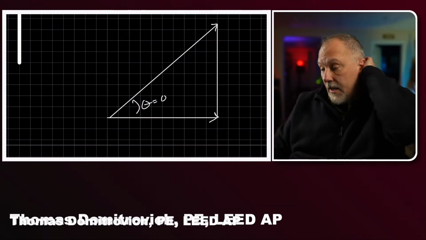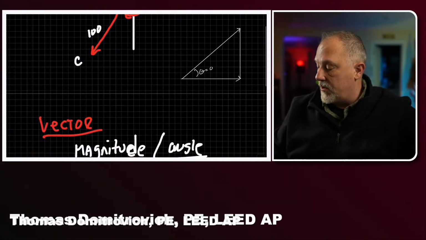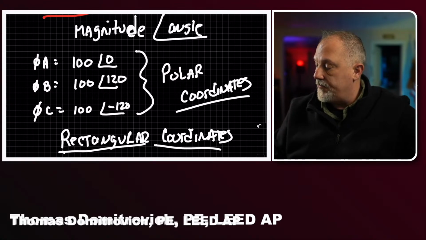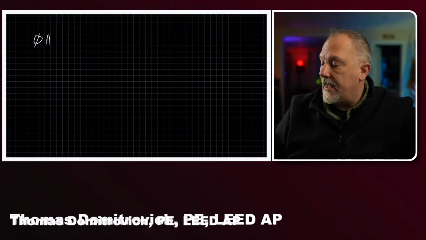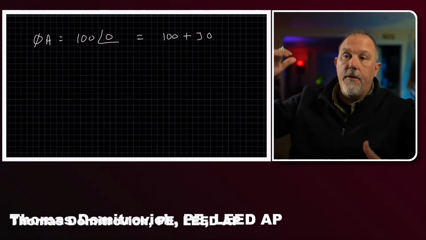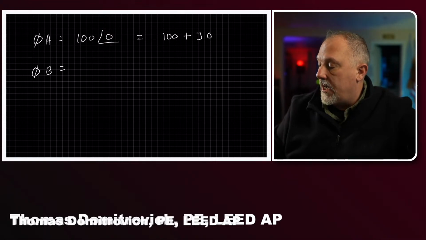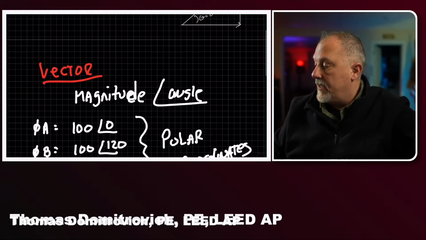All right, so what was the other one? Remember, I can represent phase A as 100 at an angle of 0, which is equal to 100 plus j0. That's the polar and the rectangular. Now I've got to do phase B. Phase B was 100 at an angle of 120. Now what is that equal to?